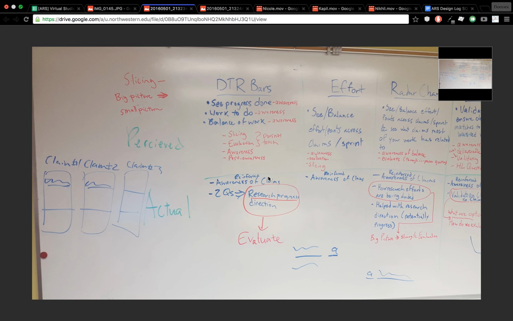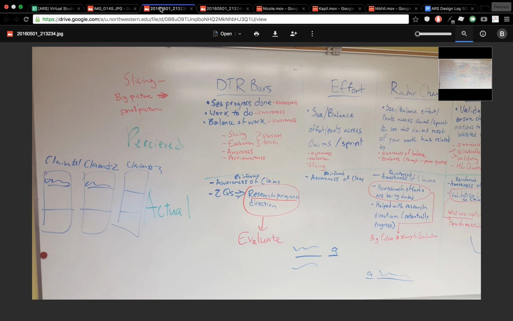So for example, with DTR bars, they did actually get people to think about their research progress and direction, and with the radar chart, it did help them to figure out how research efforts are being divided. But there are a lot of things that we hoped it would do that it didn't necessarily do, and we wanted to consider that as well.